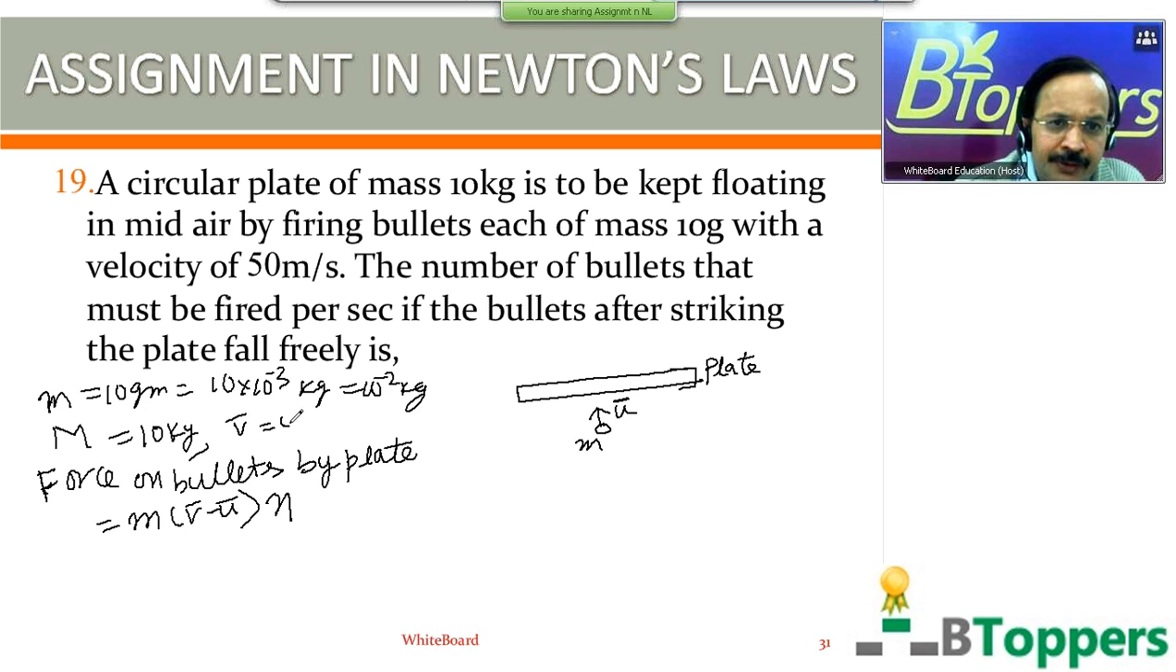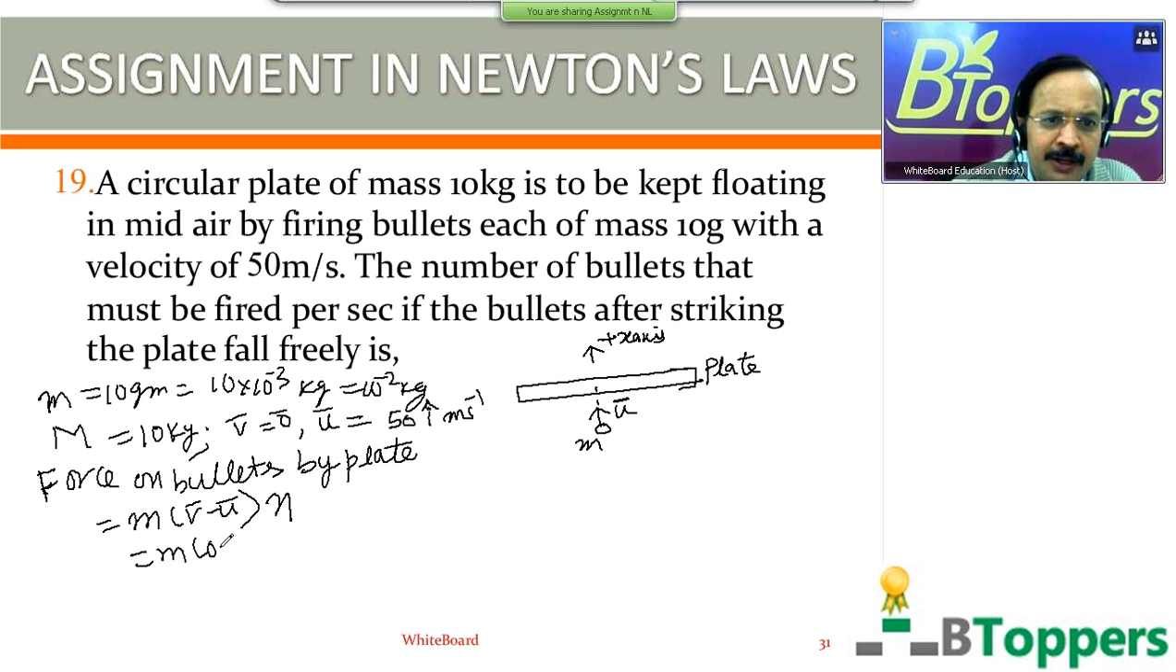Here v bar is 0 bar, because after impact with the plate each bullet falls freely. That means the velocity of each bullet just after the impact with the plate can be taken as 0. So for the initial velocity of each bullet in vector form, I choose the vertical upward direction, suppose, as the positive direction of the x-axis, or you can take the y-axis, any one of the ways. So U bar can be written as 50 i cap meter per second in vector form.